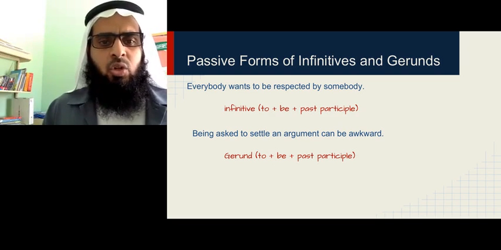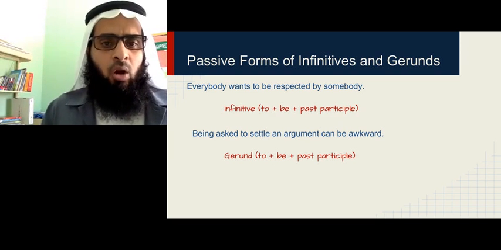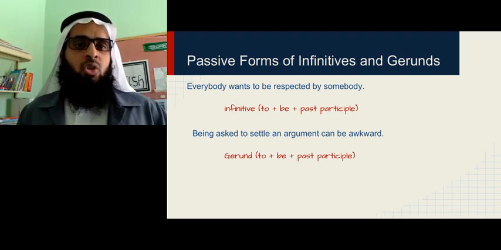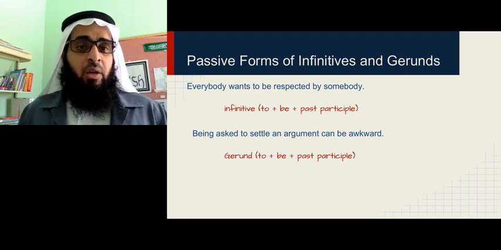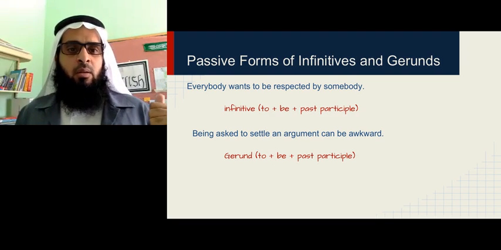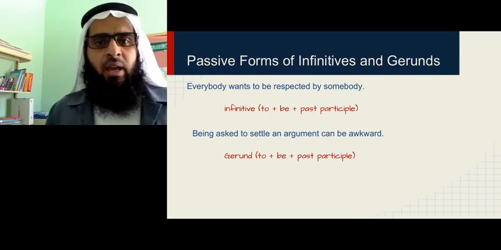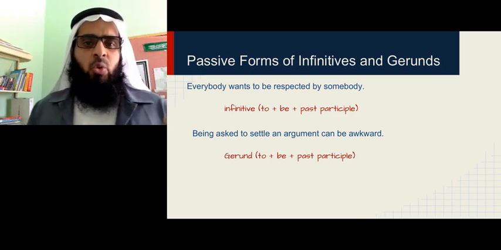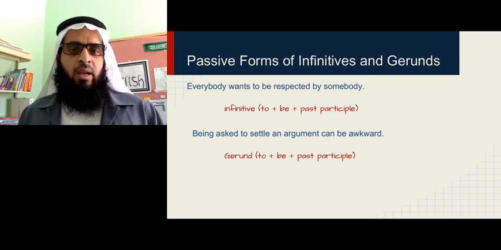Being asked to settle an argument can be awkward. Also, this is the gerund. This is also passive, but this time it's with a gerund. In the infinitive you add to, and then after that, in the gerund, what you do is add being and then the past participle.